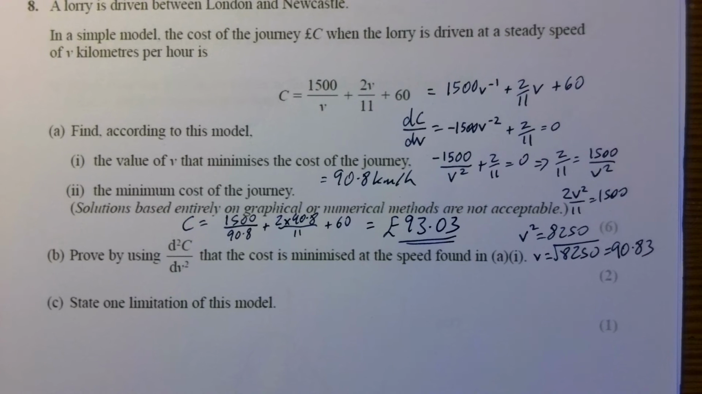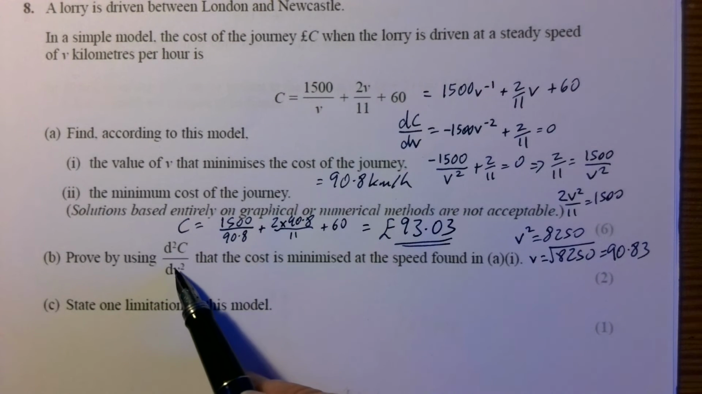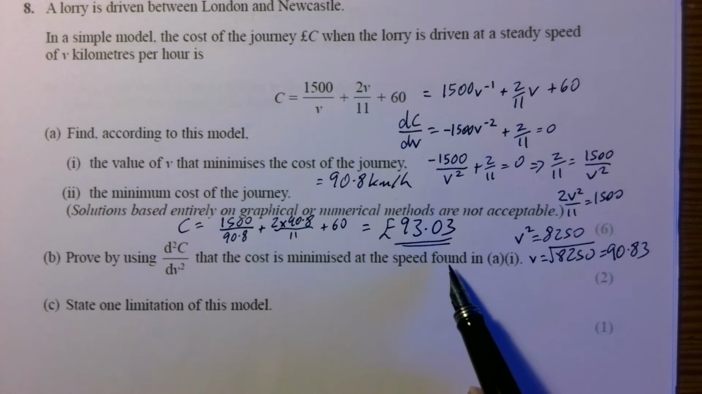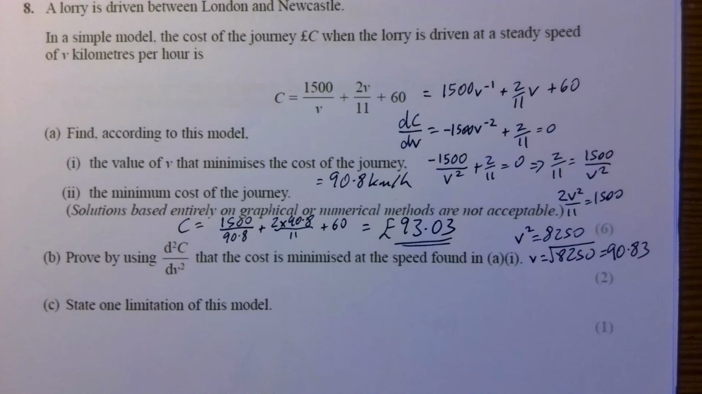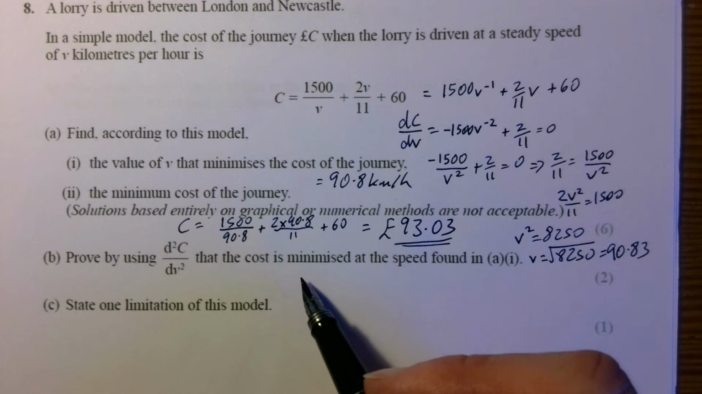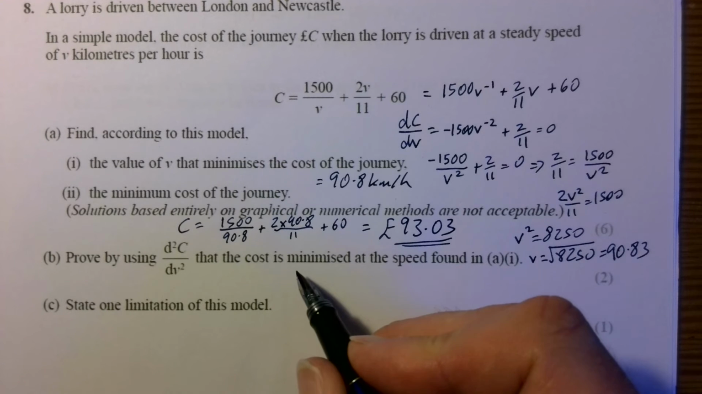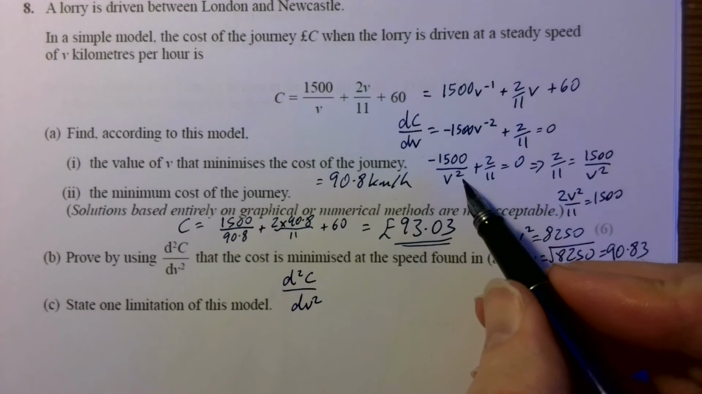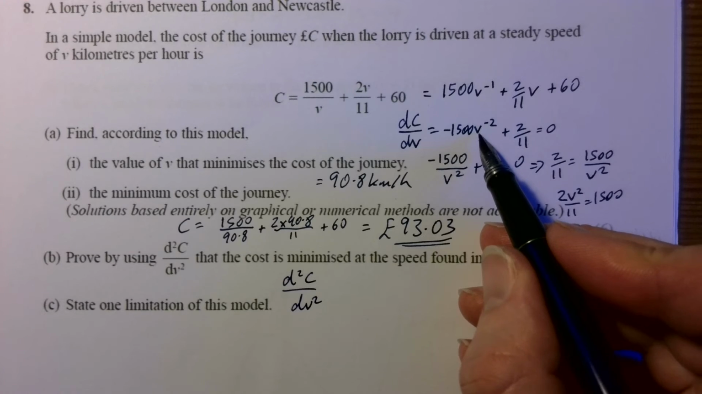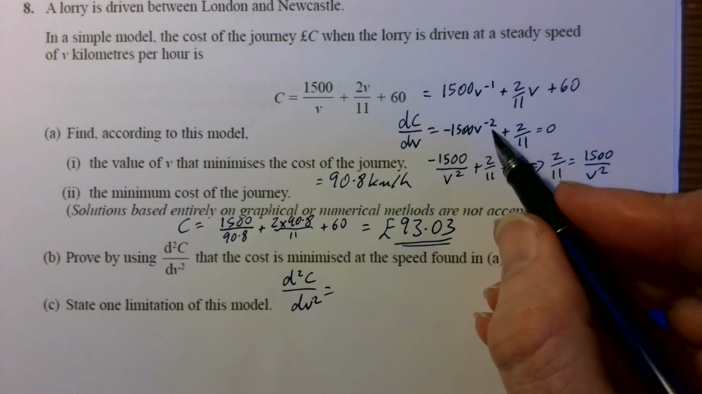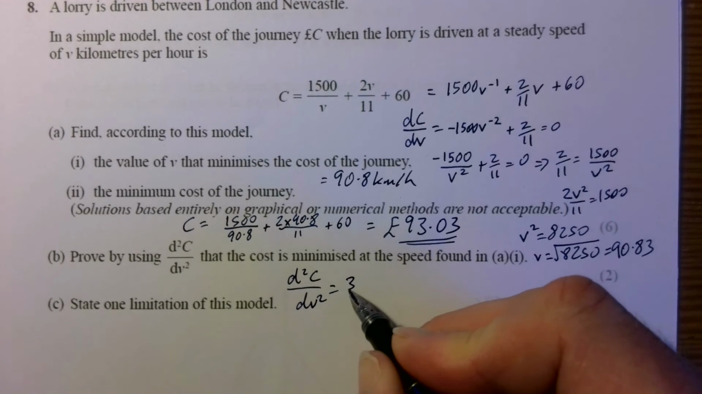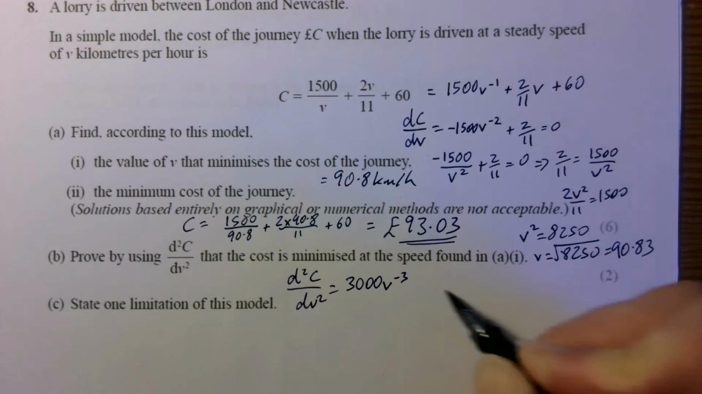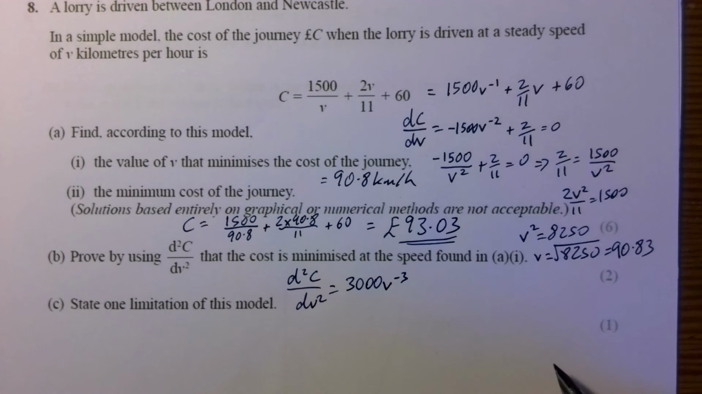Now the next part, it tells us what to do. Prove by using this, so that means differentiating again, that the cost is minimized at the speed found in there. So all we need to do for that is start off by doing d2c over dv squared, which is going to be this differentiated again. So I'm going to go multiply by negative 2, and that's going to give me 3000 v to the negative 3, and that's just going to fall away, isn't it? So that's all of it is.